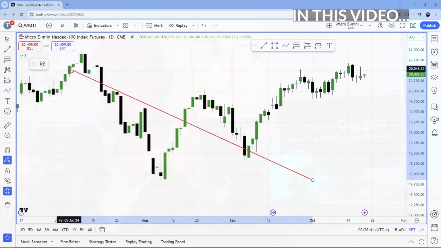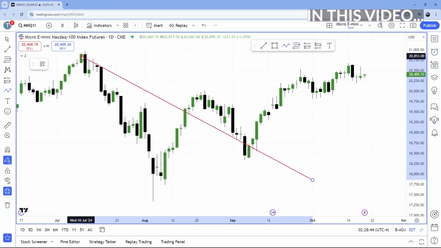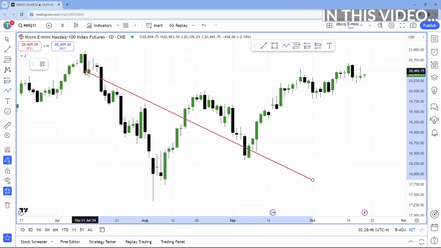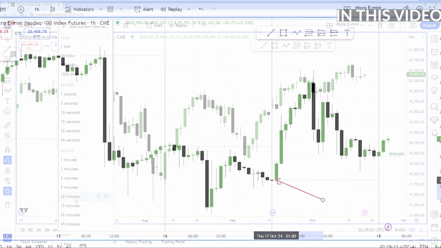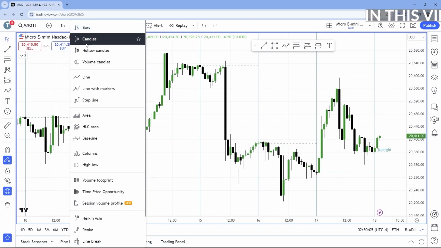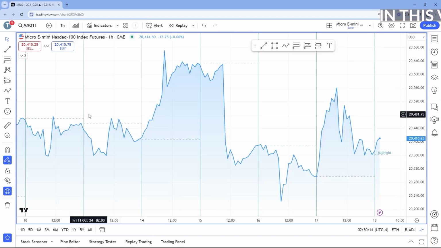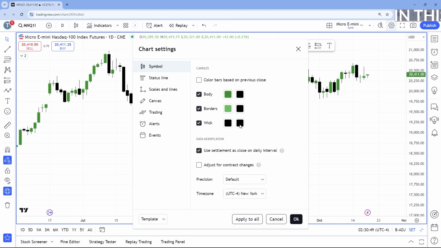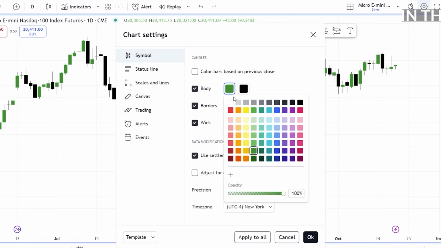Okay, now let's look at real trading chart examples. For example, price has moved up, green candle moved up, but next day the price has gone down. 1 hour, this is New York time 1 a.m. Click and change this into bar charts, change it to an area chart. You click settings and from here you can click and change.